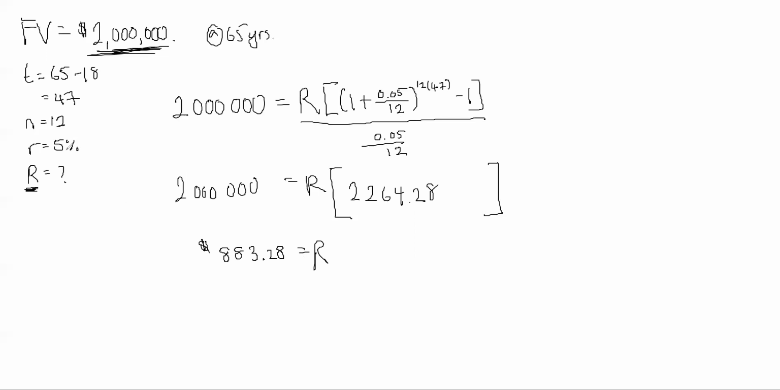5%, again, that's not a very high number, but 5% every year. All I have to do is work really hard and save $883.28 a month. And you have a $2 million nest egg. Seems like a lot of money? Well, it could be, but think about it this way. $883.28. If I'm putting this in 12 times a year for 47 years, what does that actually turn into?